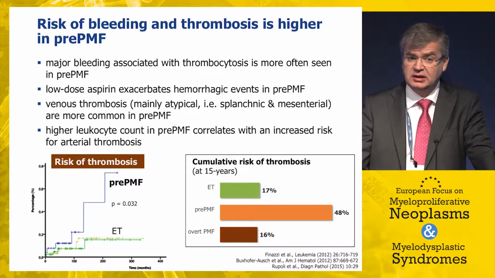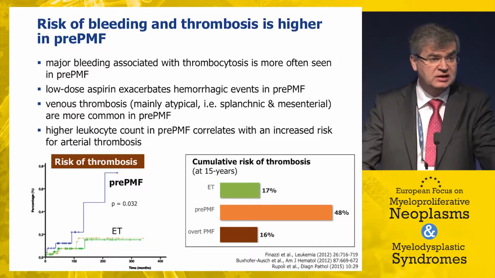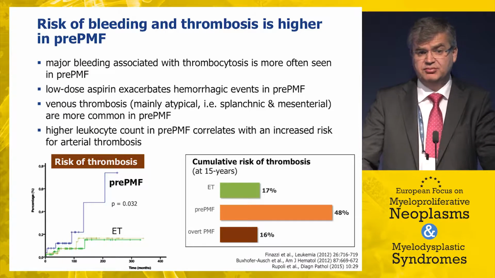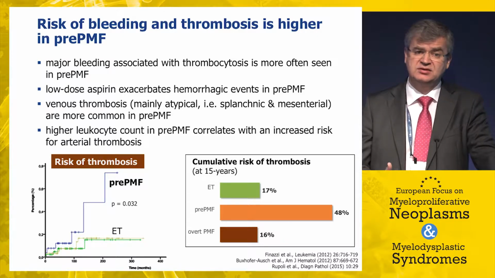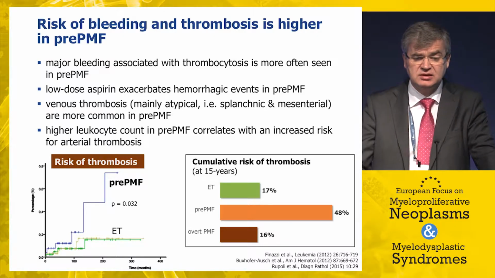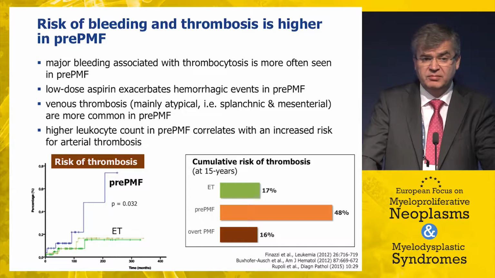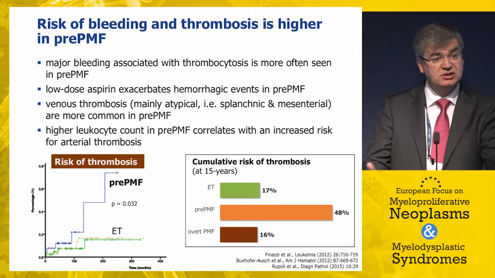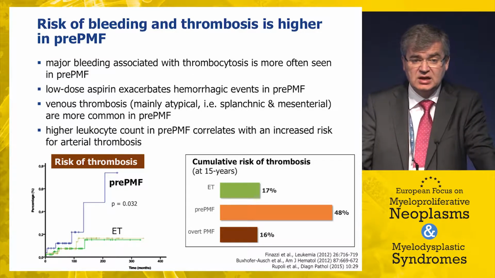And interestingly, there's also a difference in the risk of complications. And this is very important because we see a much higher risk of bleeding and atypical thrombosis in prePMF. So major bleeding mainly associated with high platelet counts in prePMF, and this is much more common in prePMF than in essential thrombocythemia. And we know from published data that in these cases, even low-dose aspirin, which is a standard treatment to prevent these complications, may even exaggerate the hemorrhagic events.